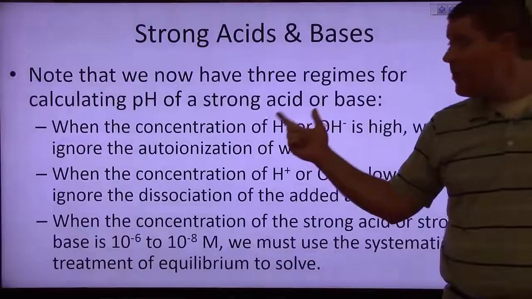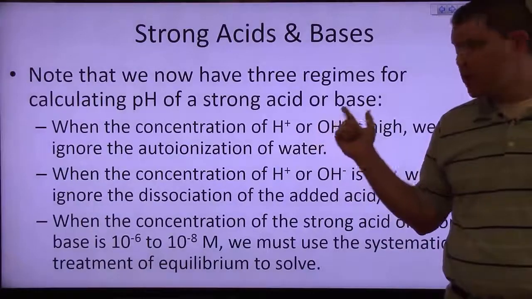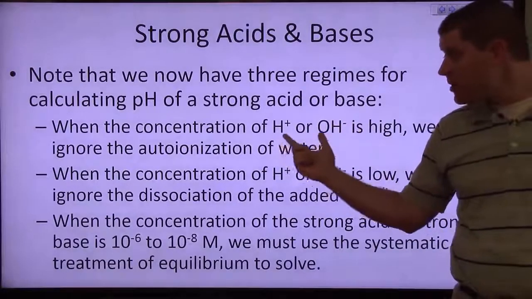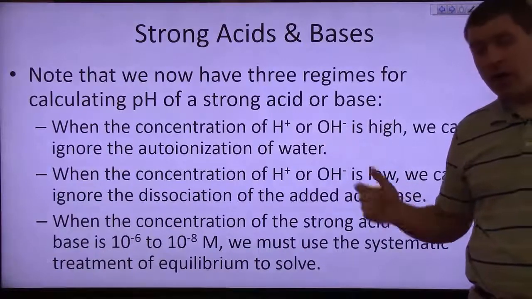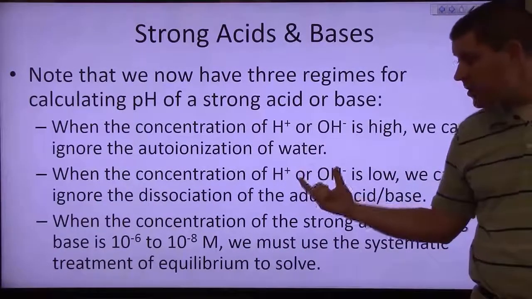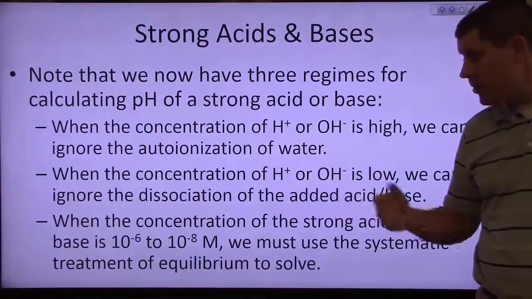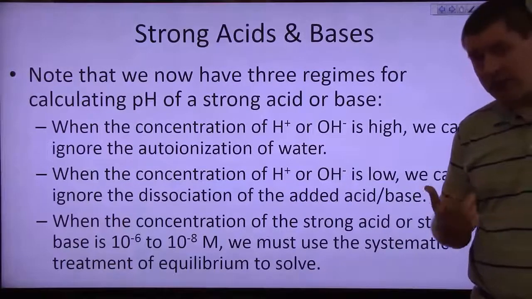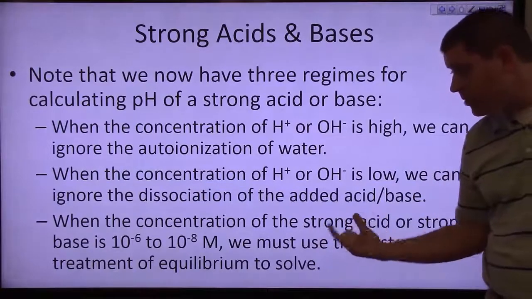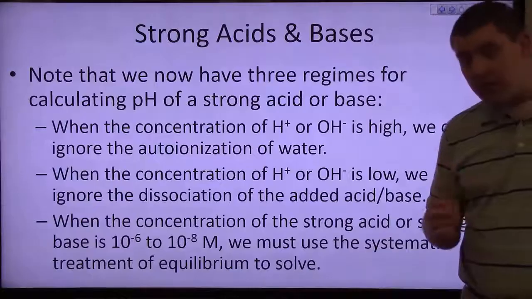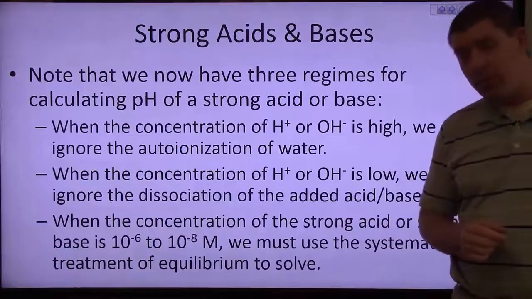So note that we now have three different regimes for calculating the pH of a strong acid or a base. When the concentration of the hydrogen ion or hydroxide ion is high, we can ignore the autoionization of water. When the concentration of hydrogen ion or hydroxide ion is low, we can ignore the dissociation of the added acid or base. And when the concentration of the strong acid or strong base is 10 to the minus 6 to 10 to the minus 8 molar, we must use the systematic treatment of equilibrium to solve this.